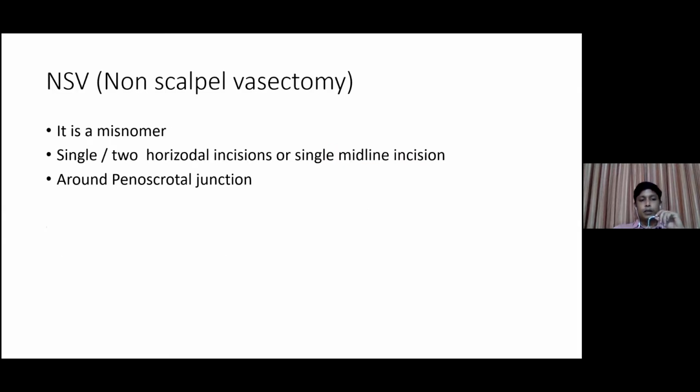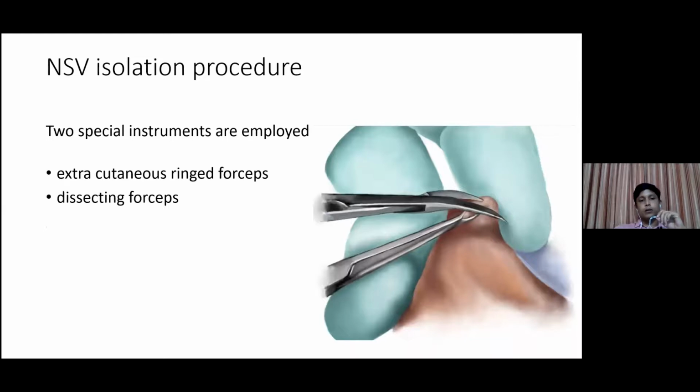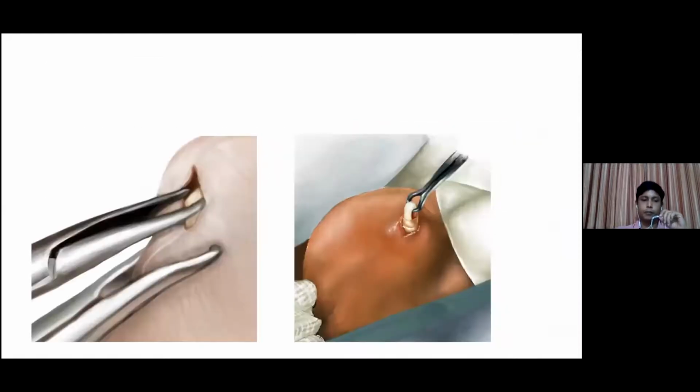Even though the name implies no scalpel vasectomy, it is a misnomer, where we will use a single or two horizontal incisions or a single midline incision around the penoscrotal junction. This is the isolation procedure. Two special instruments are employed: extracutaneous ring forceps and dissecting forceps. Normally in the literature, they say it's a misnomer.